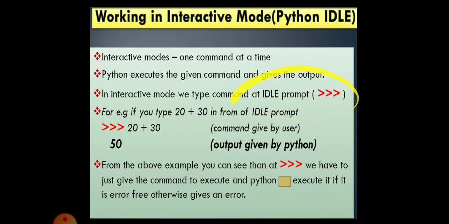For example, if you type 20 plus 30, that is the command given by the user, and press enter, you will get 50 on the next line. That is the output given by the Python interpreter. From the example, you can see that we just give the instruction to execute and Python executes it if it is error free. Otherwise, it gives an error.